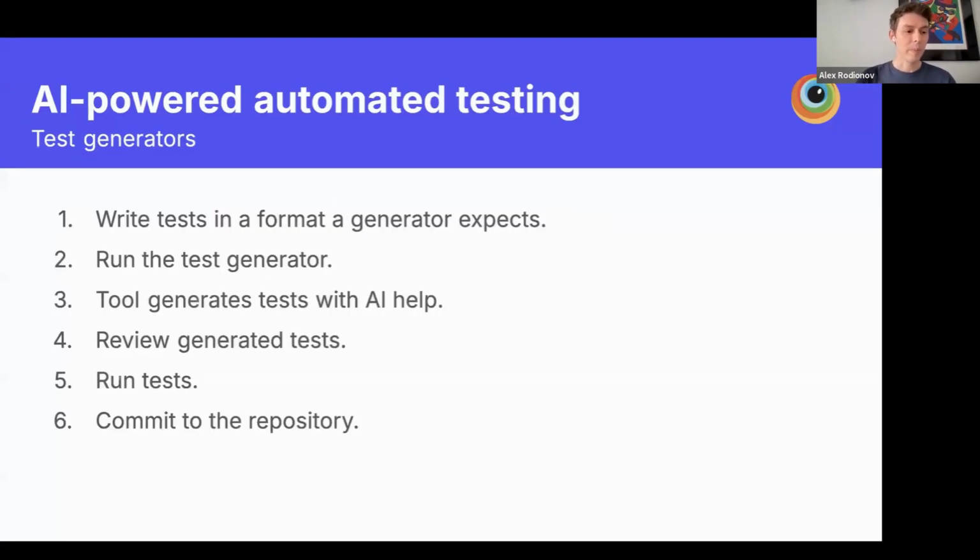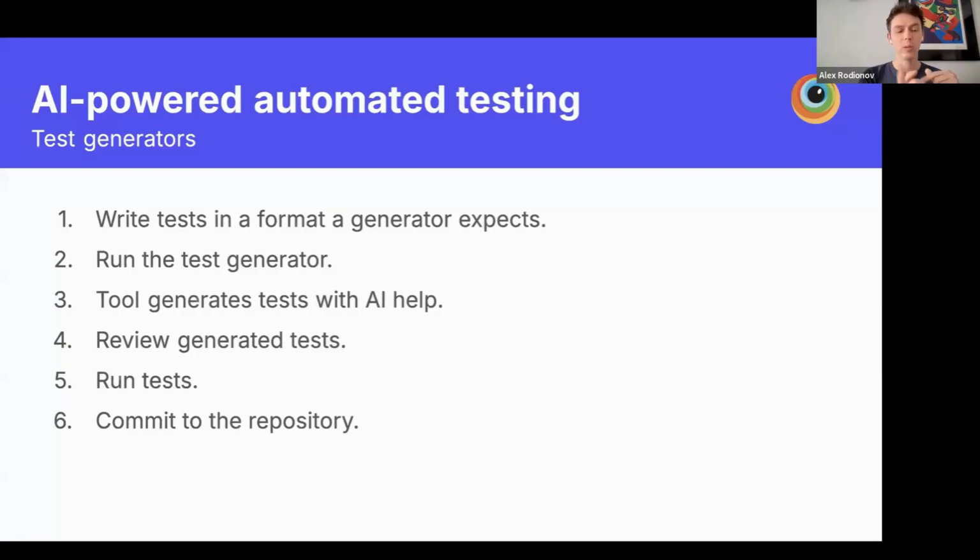So, test generators. The way test generators work is that you are supposed to write tests in some format that it expects. And typically, most of the tools use Cucumber and Gherkin format. So you still write this test in Cucumber format. Then when you run the test generator, you give it your test and the link to the application you're going to test. It starts the browser, reads your test, and tries to use AI to generate the code that could potentially satisfy your test scenario.